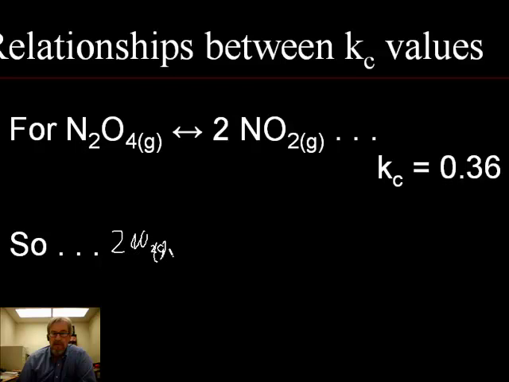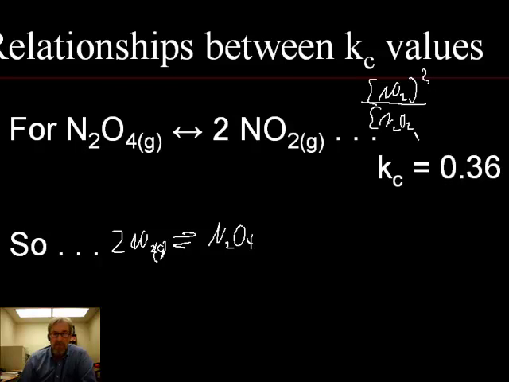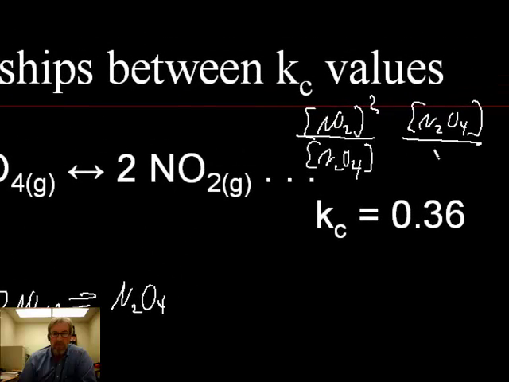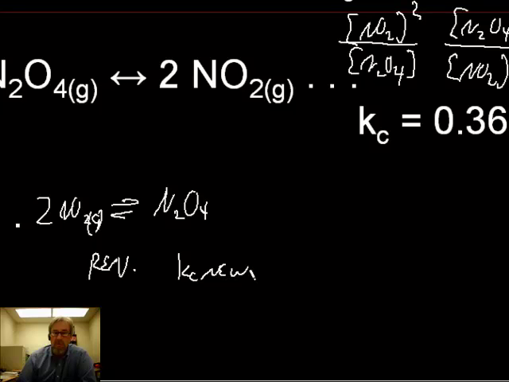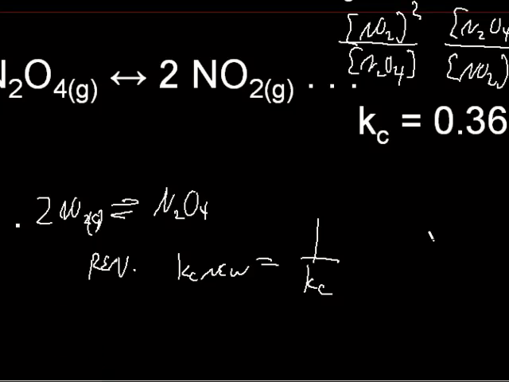One more example. If I take this equation and write it backwards, so it's 2NO2 in equilibrium with N2O4, what happens to my Kc expression? Well, it's always products over reactants. So before, it was concentration of NO2 squared divided by concentration of N2O4 to the 1 power. Now it's just the opposite, N2O4 over concentration of NO2 squared. So I've taken the reciprocal. So if I reverse the reaction, the new Kc is equal to 1 over the old Kc. So in this case, it would be 1 over 0.36.